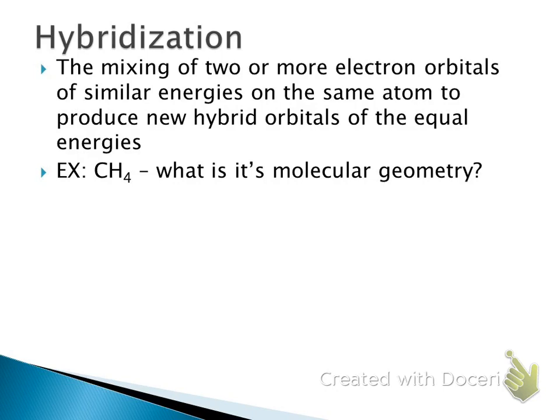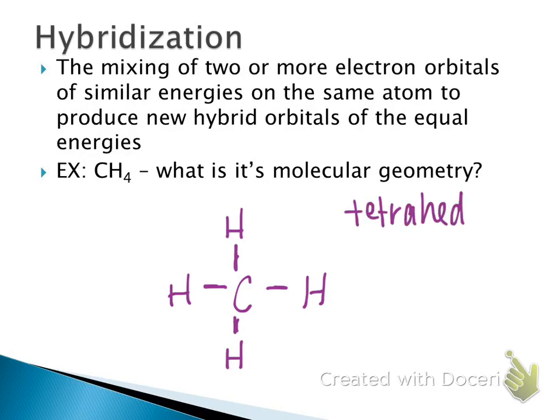CH4, let's find its molecular geometry. Its Lewis structure looks like this, real simple. Which means its electron geometry... You might want that sheet out as well. I think that's the back of your Pauling scale. 4 domains, right? How many lone pairs? 0 lone pairs, which means it's tetrahedral.